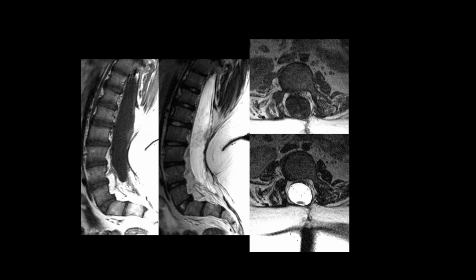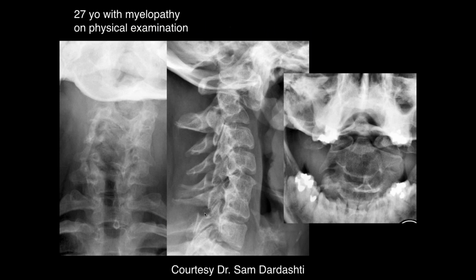Chiari. Here's some better images of the lumbar spine. So you can see a big defect here. And this is a Chiari II. Myelopathy.